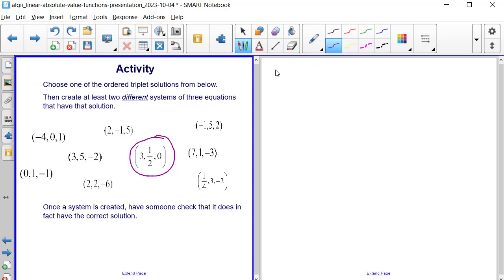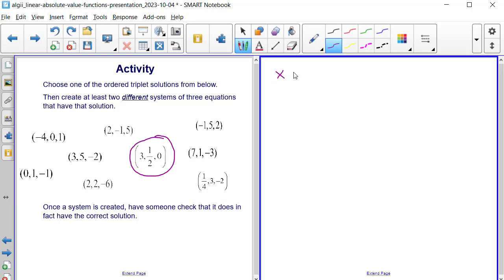And here's one system that I think will work. x plus 2y minus z is equal to 4. Then we have negative x plus 2y plus 2z equals negative 2. And the final equation in this system is 3x minus 2y plus z is equal to 8.